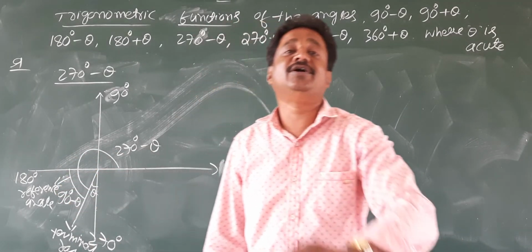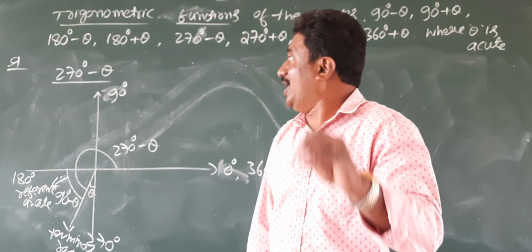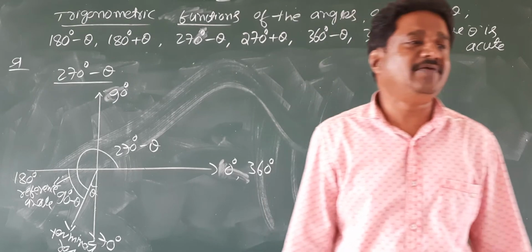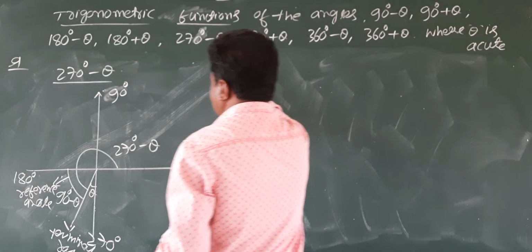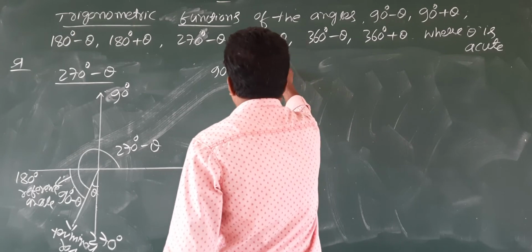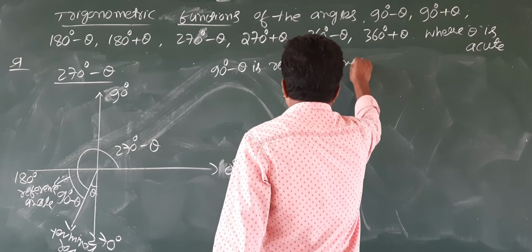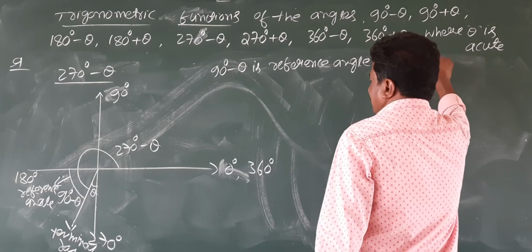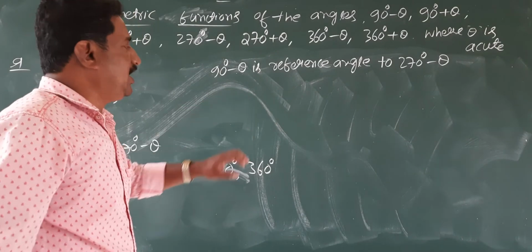What is the measure of the reference angle? 90 minus theta. One thing you remember: the reference angle or relative angle is always an acute angle. Reference angle or relative angle must be an acute angle. Keep that in mind. Now let's go for one more. So 90 minus theta is the reference angle to 270 degree minus theta.